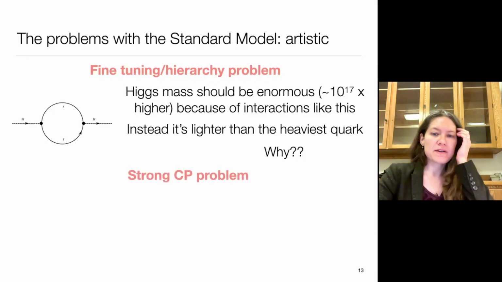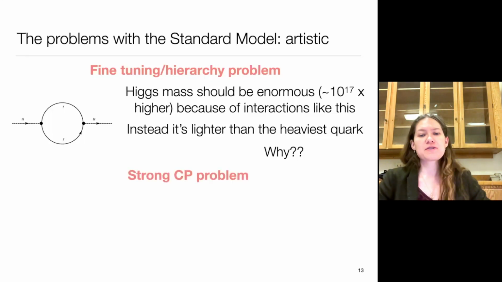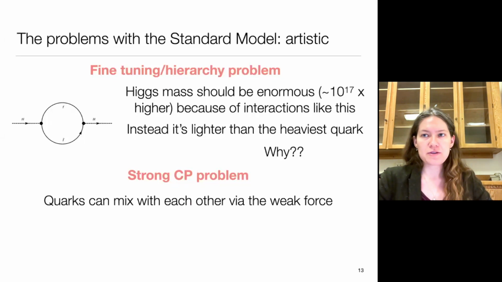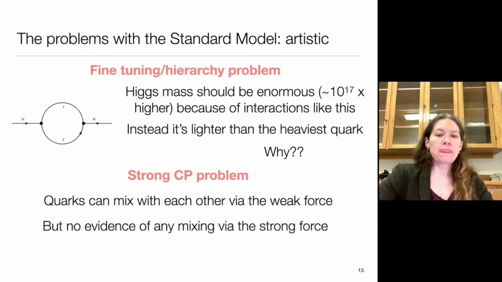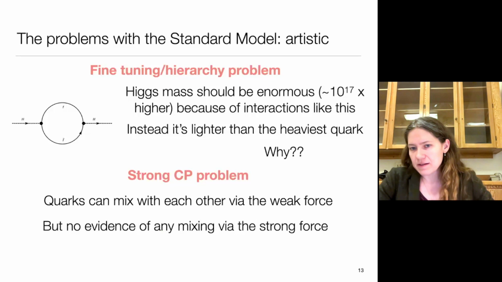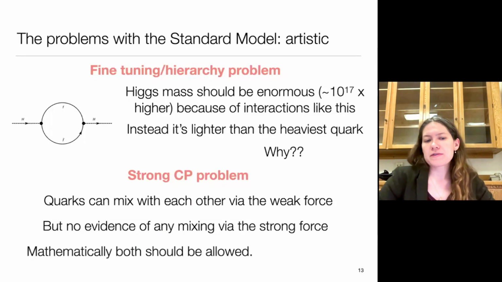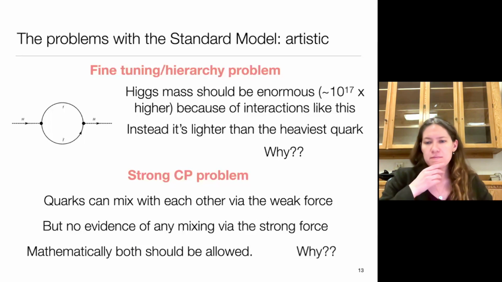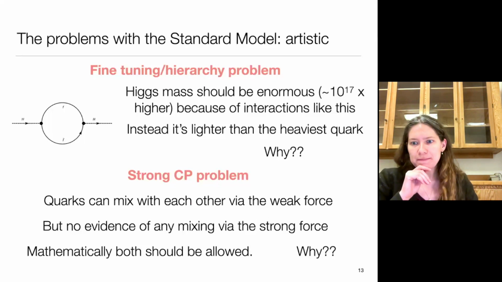The second problem is the strong CP problem. I mentioned CP, that charge parity violation, a moment ago, and I said that there are some sources of it in the standard model. And that's true. All those sources of it in the standard model are to do with the weak force, though. As far as we've ever been able to tell experimentally, we don't see any charge parity violation with the strong force. But mathematically, both of them should be allowed. And in general, it's very weird for something to be allowed but not happening. So the fact that we don't see it seems strange. So we would label this as another big why.